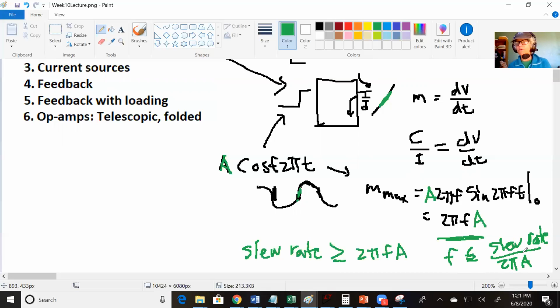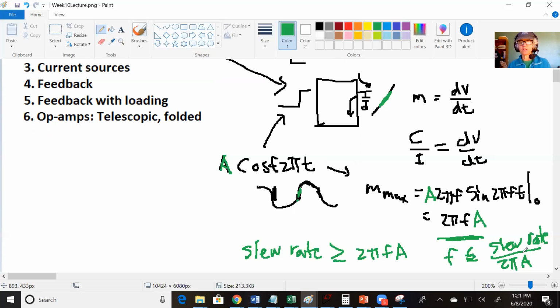And so this is another way. We've been using the R's and C's to figure out where you have a corner, and after that corner, your amplitude or gain starts to drop. This is a different way to see what the fastest your circuit can run is.